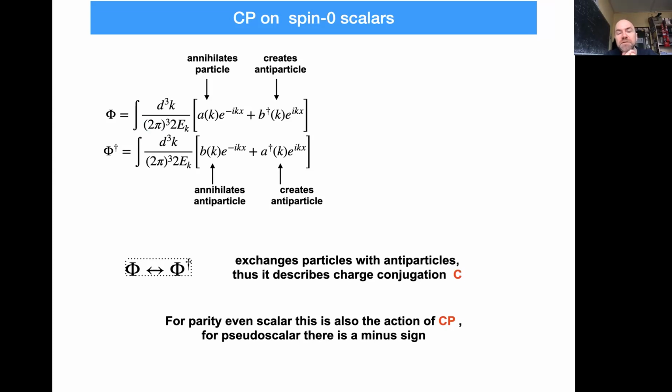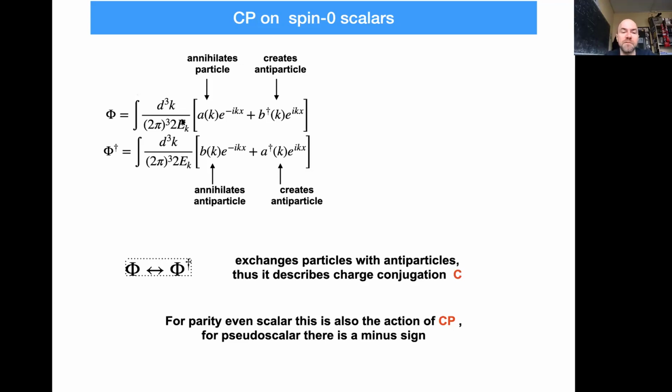So how do we see CP violation at the level of the Lagrangian? We were discussing how the CP symmetry acts on particles, but when we have a Lagrangian, it's built of fields, and we have to understand how we see if an interaction is CP even or CP odd. That's easiest to explain on a scalar field. So for the scalar field, this phi here is a scalar field. It describes a spin zero particle.